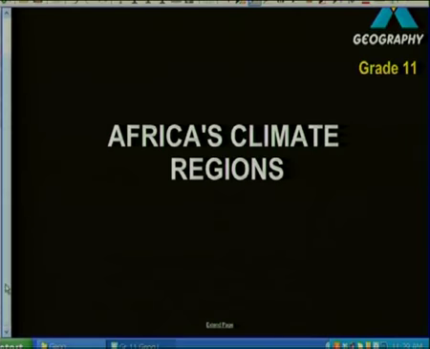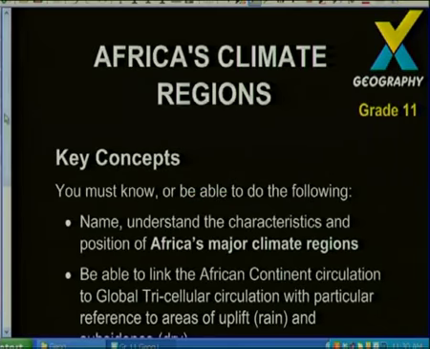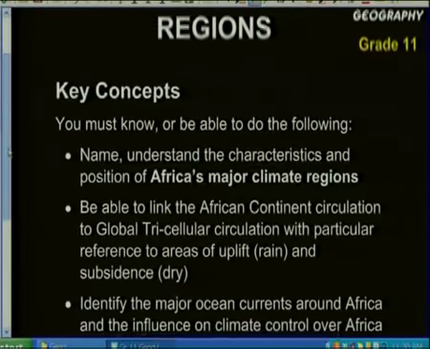If we have a look at your first slide, we are looking at Africa's climate regions, or climatic regions, as they call it in some textbooks. Remember, a region is an area or a place where the climate is quite similar or the same. And when we talk about climate, we mean the long-term average weather conditions that a place experiences or that characterizes an area. Here are some of the key concepts we're going to be covering in this section on Africa's climatic regions or zones.